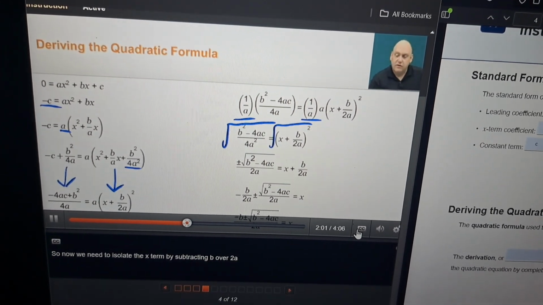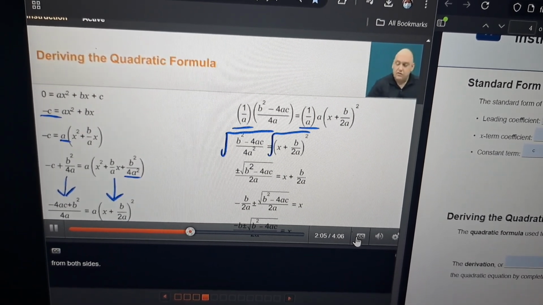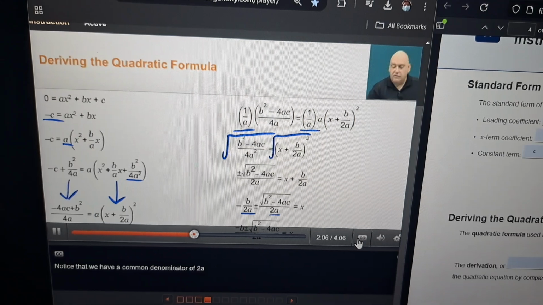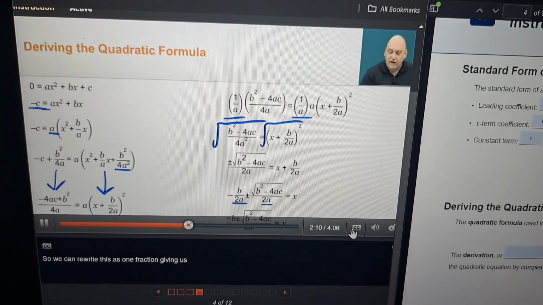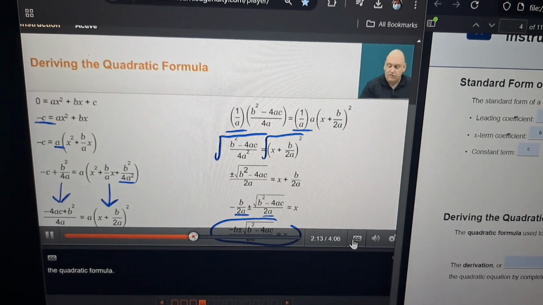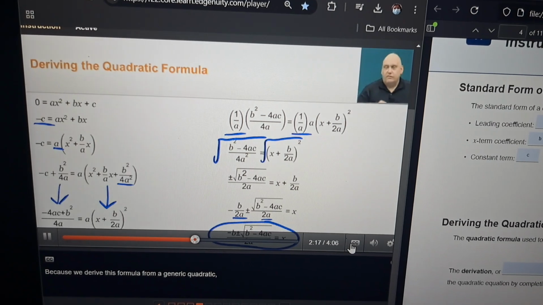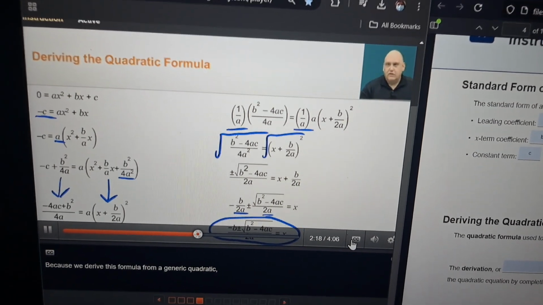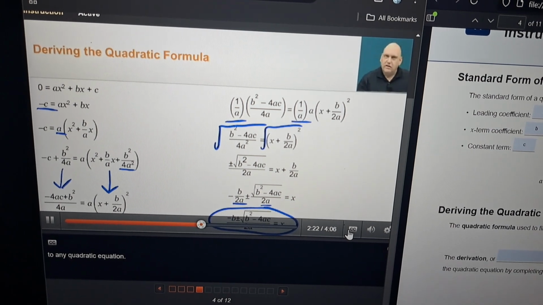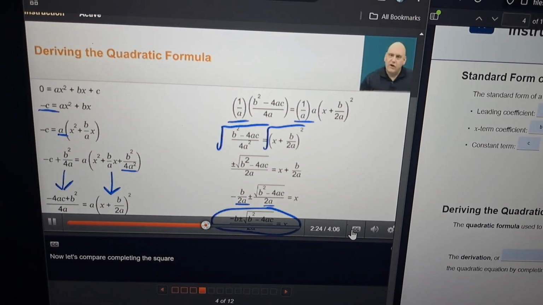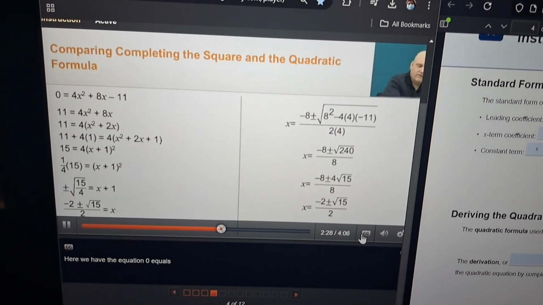So now we need to isolate the x term by subtracting b over 2a from both sides. Notice that we have a common denominator of 2a on the right-hand side, so we can rewrite this as one fraction, giving the quadratic formula. Because we derived this formula for a generic quadratic, we can use it to find the solutions to any quadratic equation. Now let's compare completing the square to the quadratic formula.